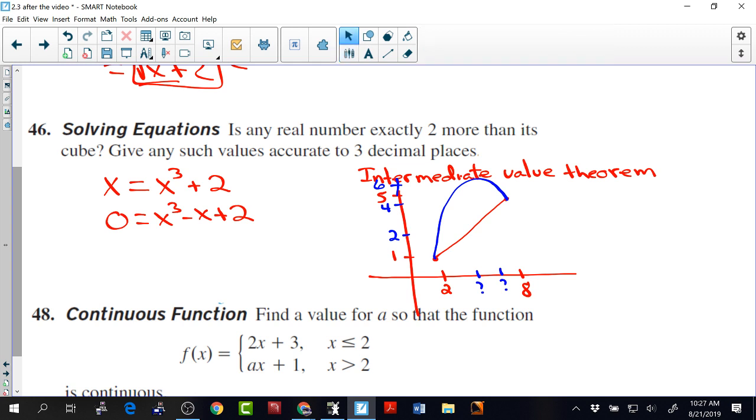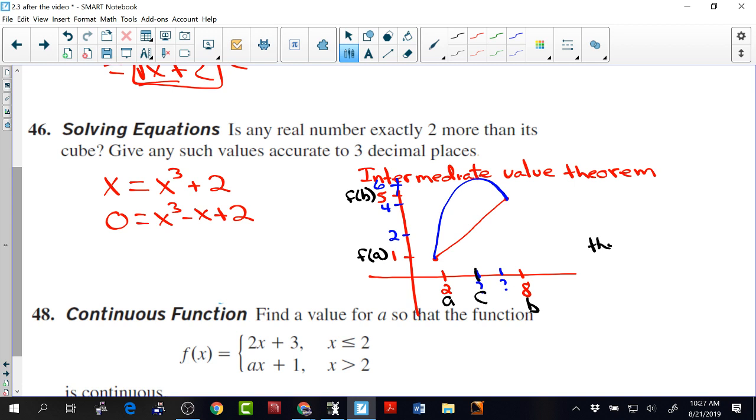So what does the intermediate value theorem say? They call this A, and they call this B. They call this f of A. They call this f of B. So in the middle, they say C. There exists C such that f of A is less than or equal to f of C is less than or equal to f of B.